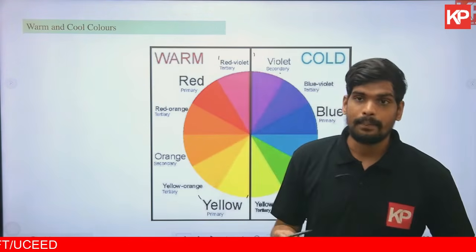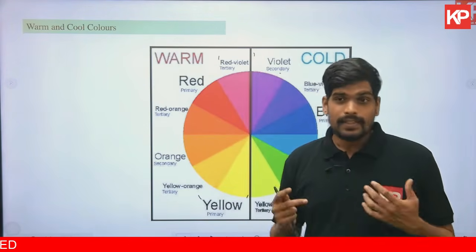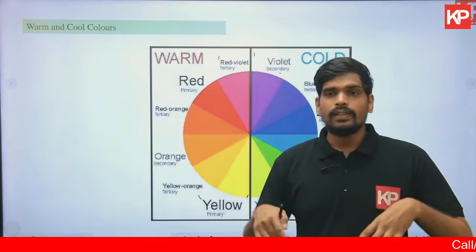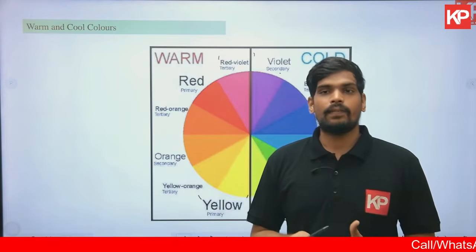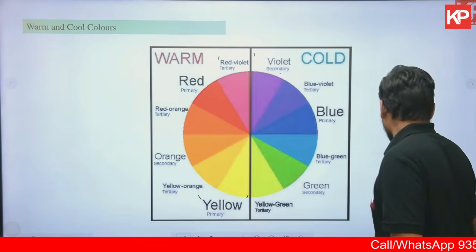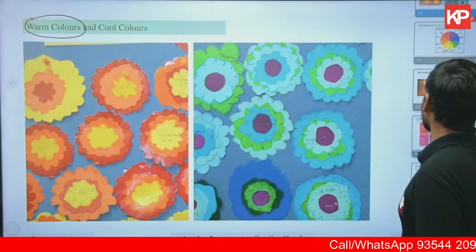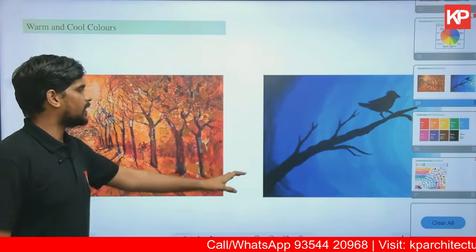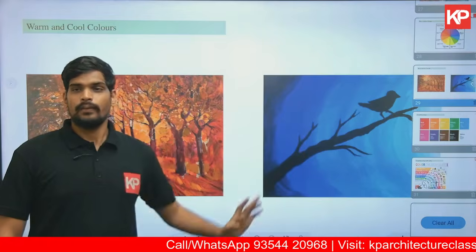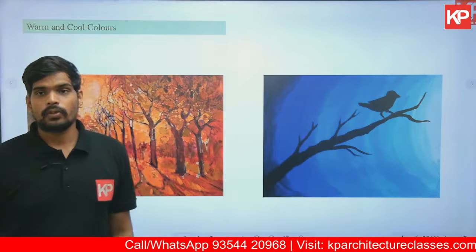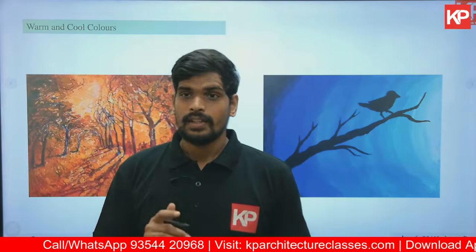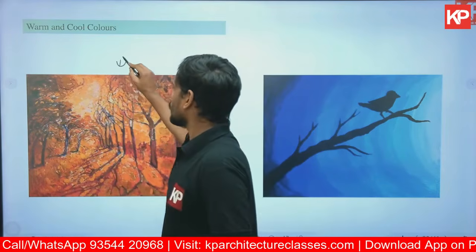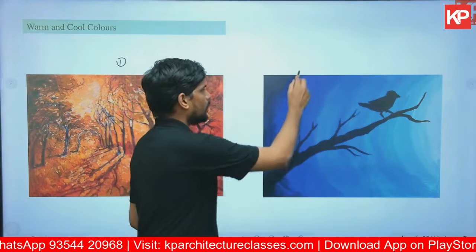Let me show you one more example to understand better. This is something which everyone, even without knowing, can easily identify by looking at the composition. There are two paintings over here, two landscapes. This is a landscape with some trees, and this is a landscape with a background and a bird sitting on the tree. If I ask you which of these two compositions is a warm color composition, say this is painting number 1 and this is painting number 2.